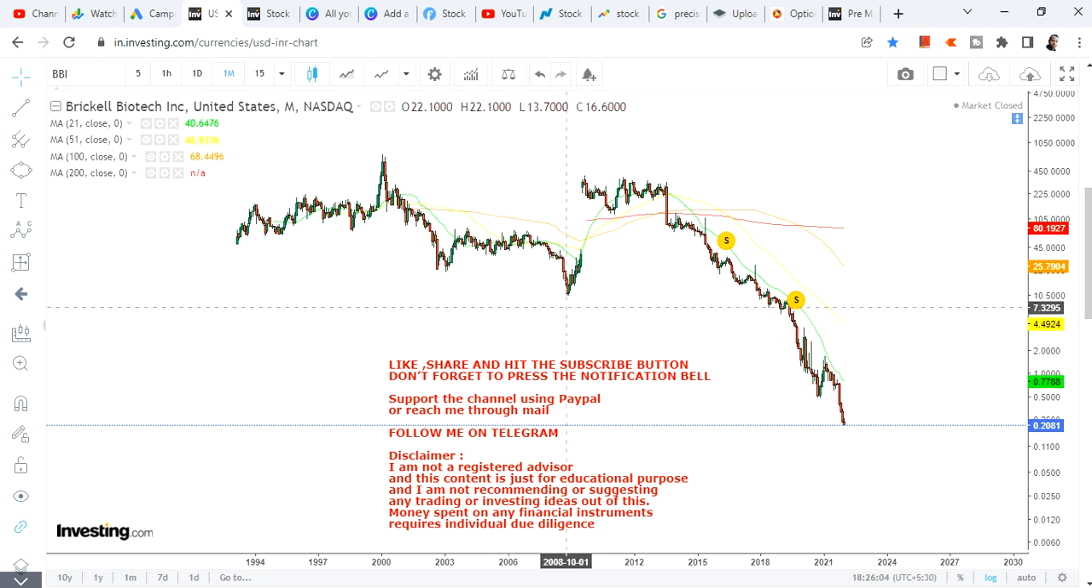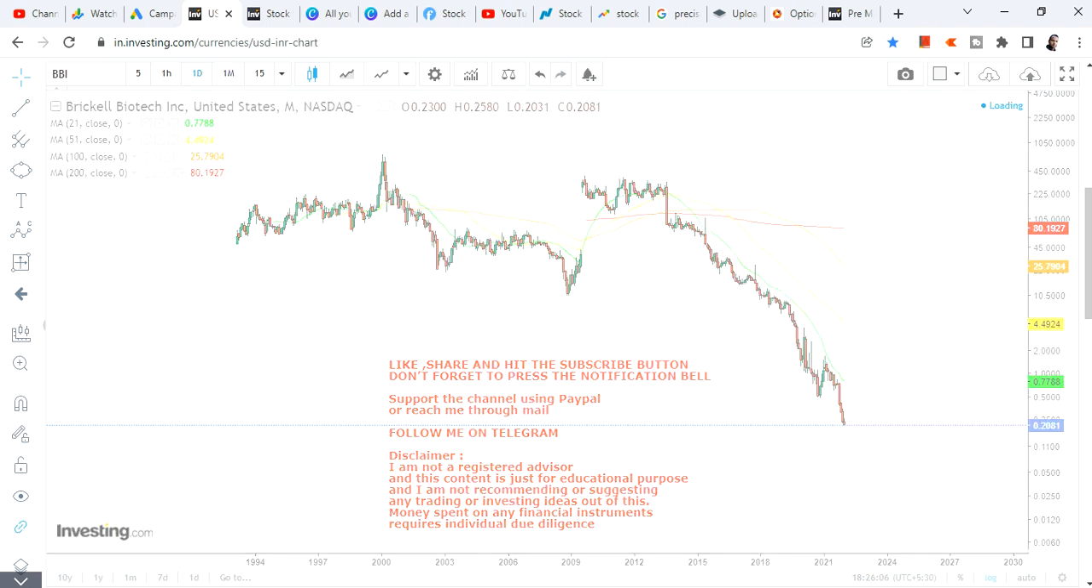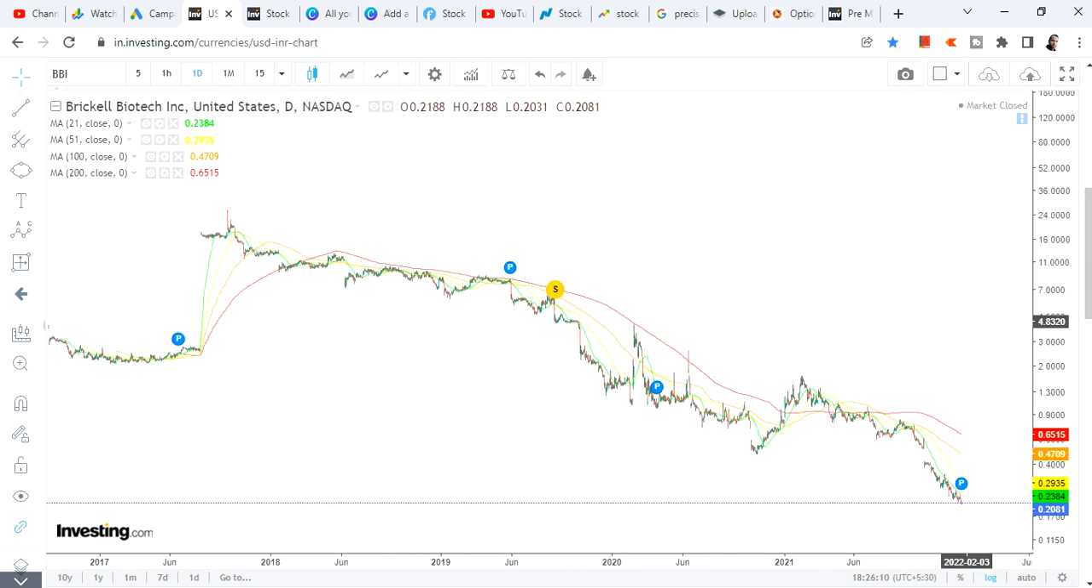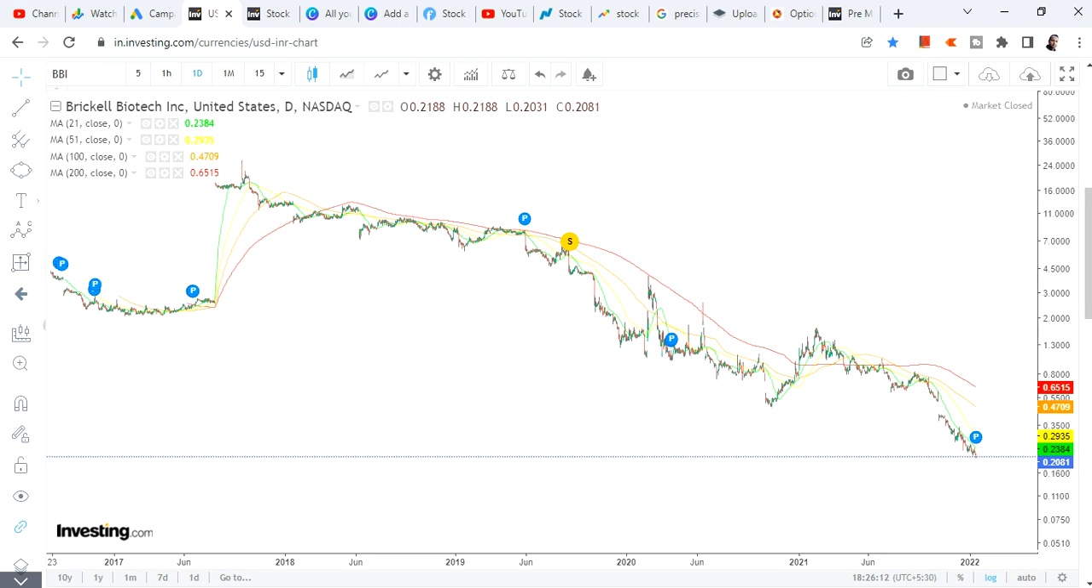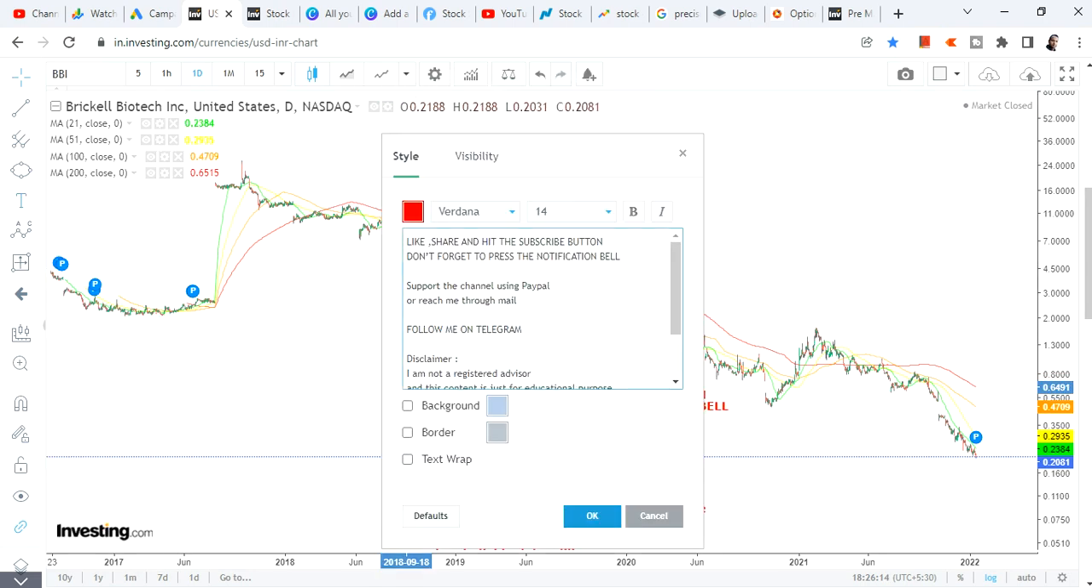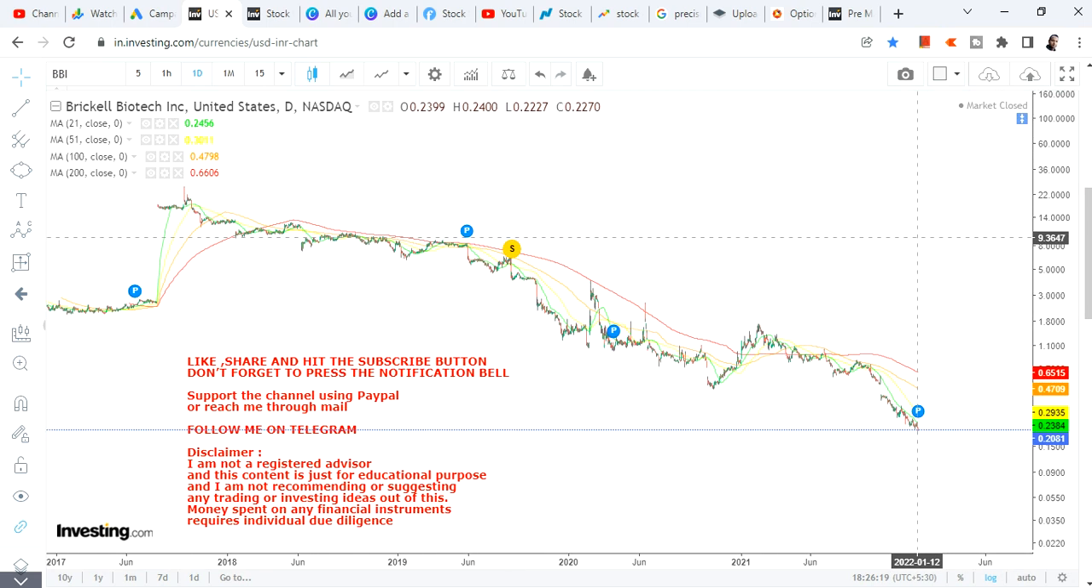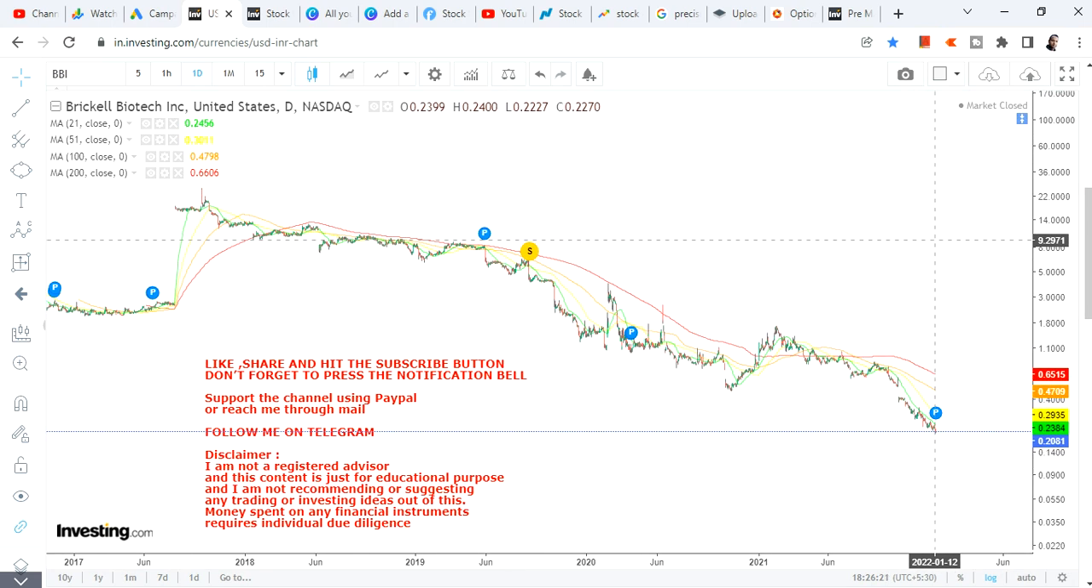Now rather than using the monthly chart, let me take you to the daily chart. I think that will give you a better clarity or a picture about the trend and how it's been moving for the last 2 or 3 years. So this is the trend.